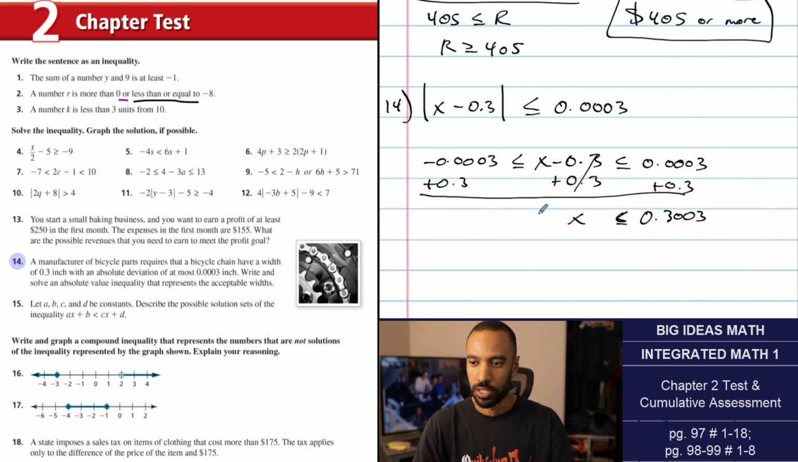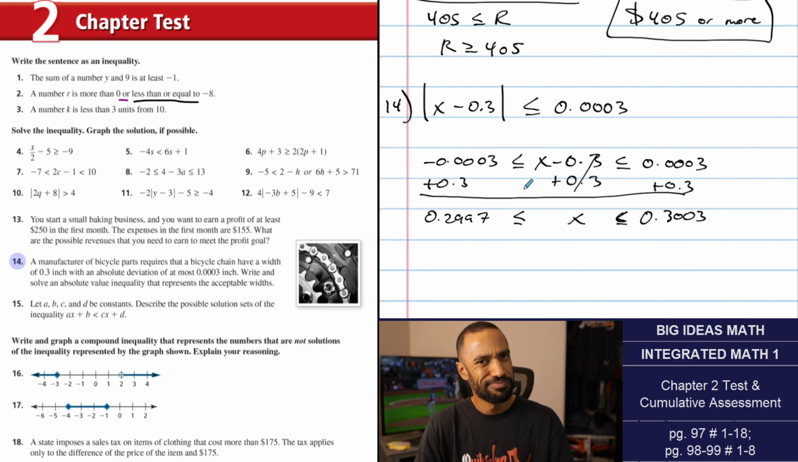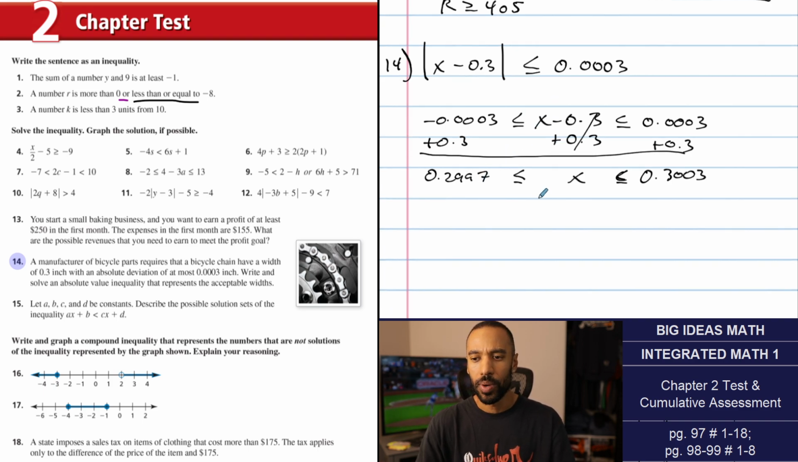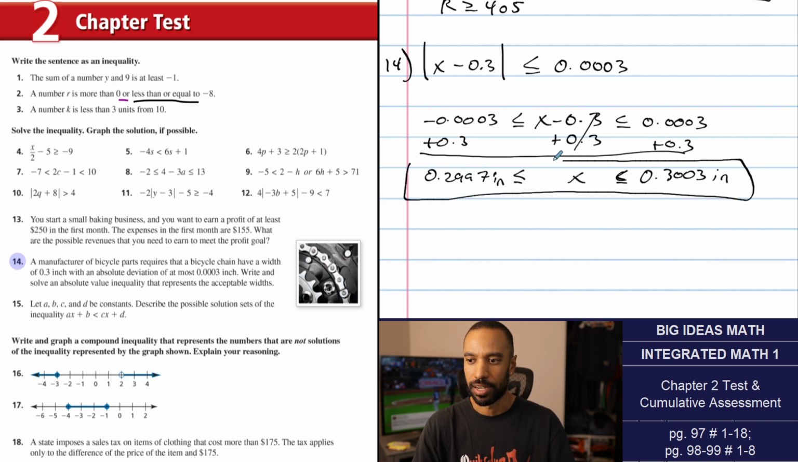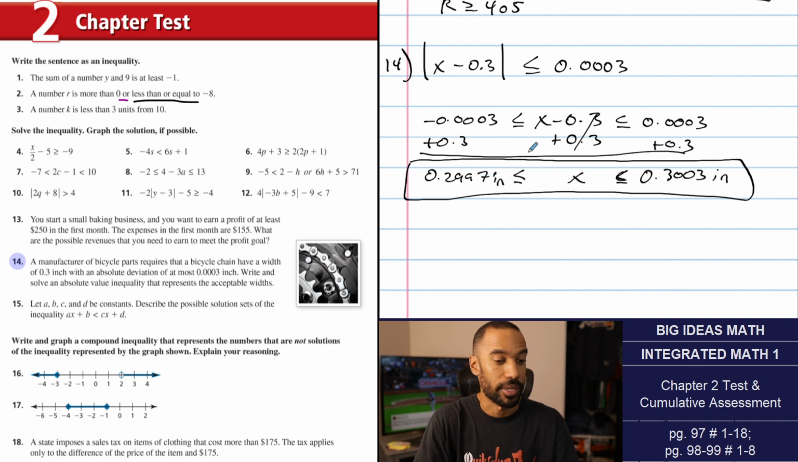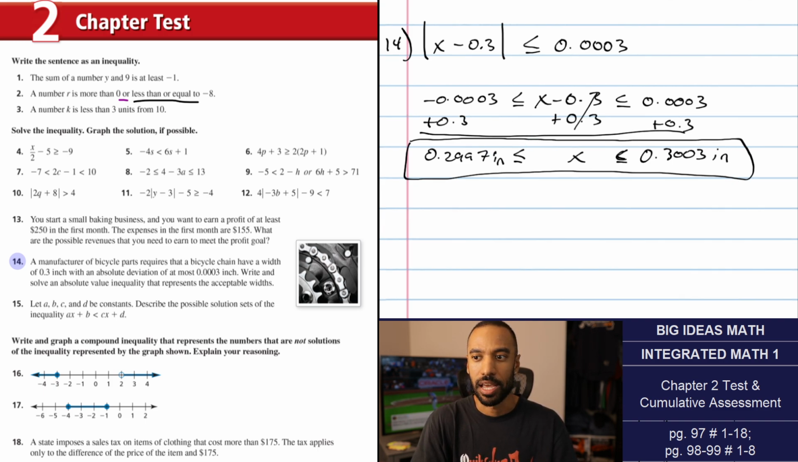My inequality things are looking more like C's. And then right here, this is 0.2997. I think that would be right. So between this many inches of width is the acceptable amount for the manufacturer, right? Between those two sets. I'll just kind of write it like that. I think that's pretty good because I left the units. We need units for that. And that's the original inequality, by the way, the absolute value inequality.